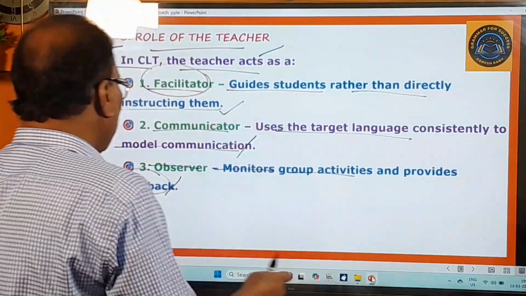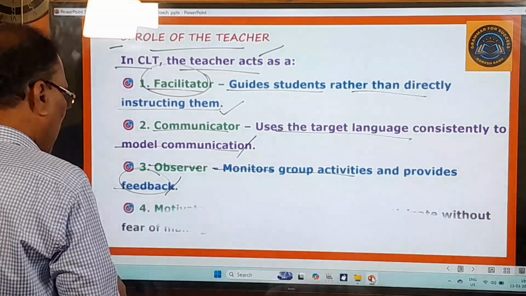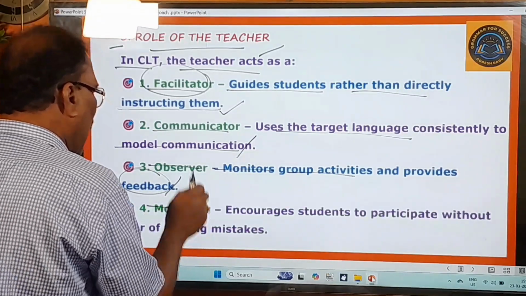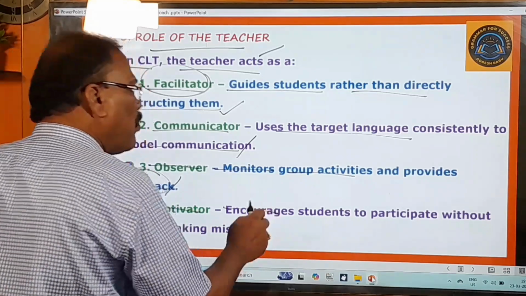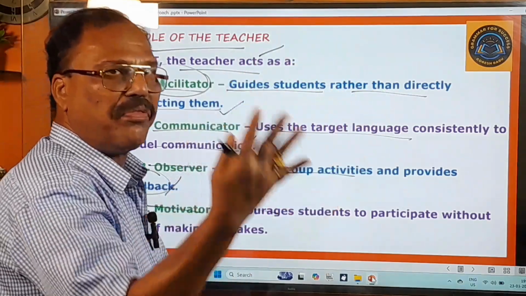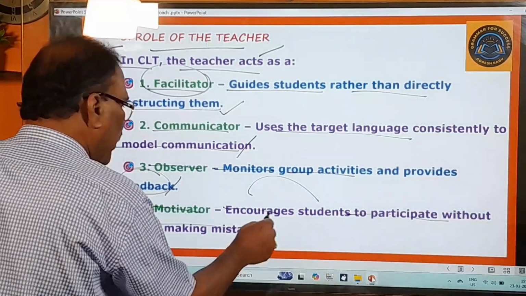In that way, he will be acting as an observer, and lastly, he will be acting as a motivator in this CLT classroom. Motivator means one who encourages. So the teacher encourages students to participate without fear of making mistakes.